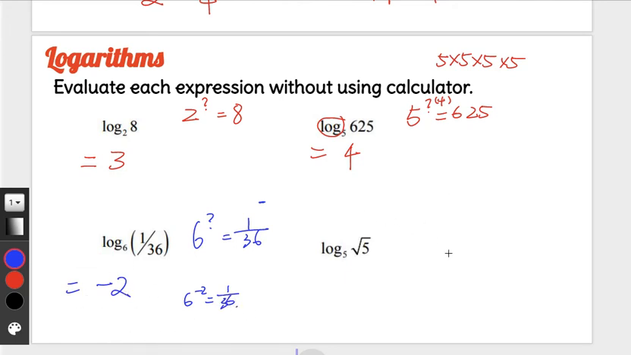Let's see the last one. The last one can be tricky, right? Because the question is, 5 to what power is the square root of 5? We know the square root of 5 is actually 5 to, what is the rational exponent here? Half, right? So 5 to what power is 5 to this? Same base, same exponent. That means 5 to the half power is the square root of 5.